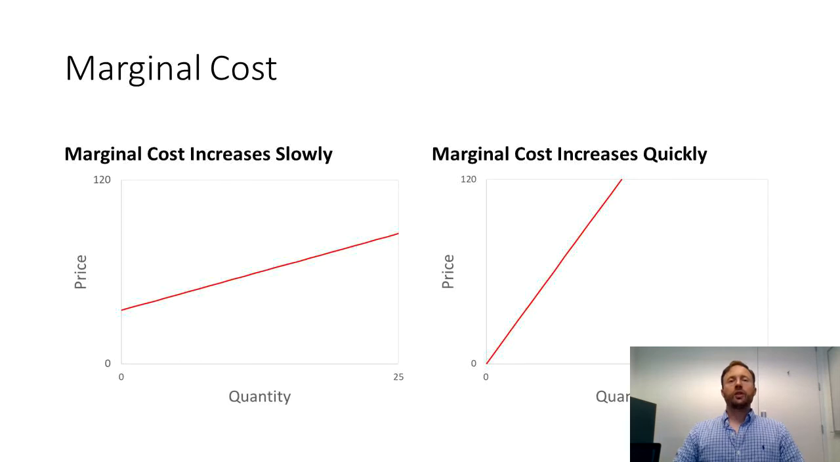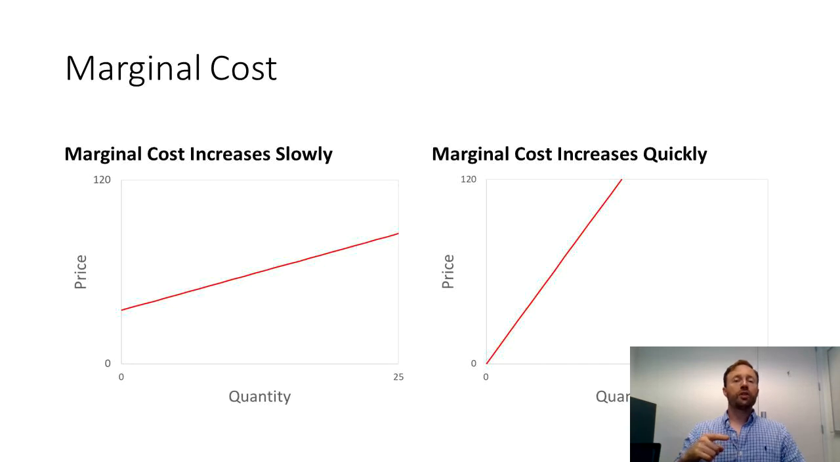So if marginal costs are increasing slowly, then that is going to give you a supply curve that is fairly flat. It increases slowly. It's elastic. Okay, suppliers can be fairly responsive to changes in price. And that is because if marginal cost increases slowly, then the price doesn't have to go up by very much before it can cover those extra marginal costs.